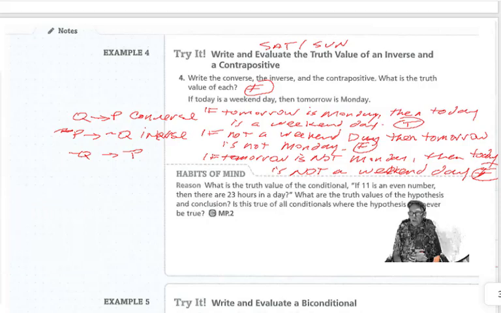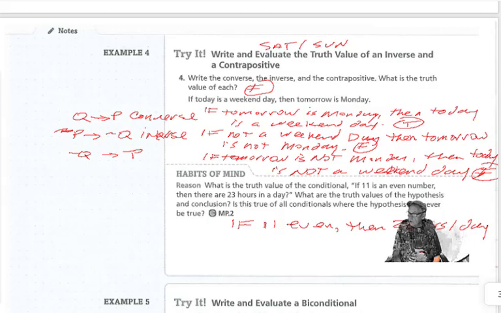So let's look at this one here. What's the truth value? We've been talking about truth values up here. What's the truth value of the conditional: if 11 is an even number, then there are 23 hours in a day? Well, if 11 is even, then 23 hours per day. Now both of these are false, but let's assume this is a false statement. We cannot ever make 11 an even number. So this part doesn't work.